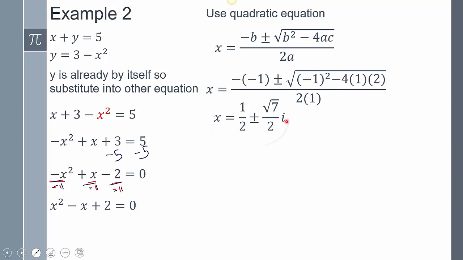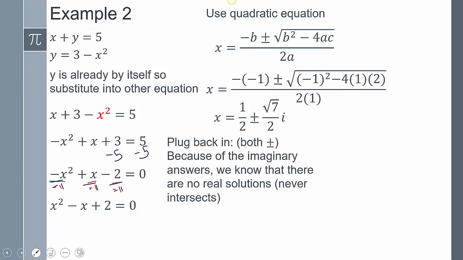Now that I know what x is, I need to plug it back into my equation, either this one or this one, to find what my y is. It's going to be easier to plug it into this top one here because then you don't have to deal with that square. This is me plugging in the positive version, because there's a plus version and then there's a minus version.